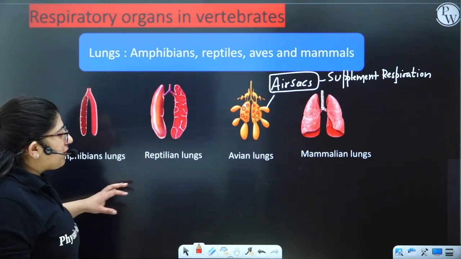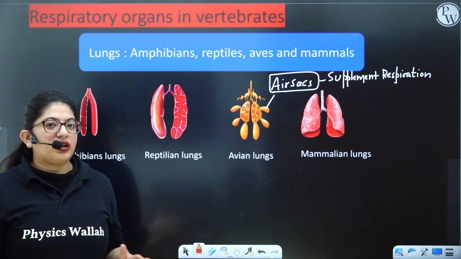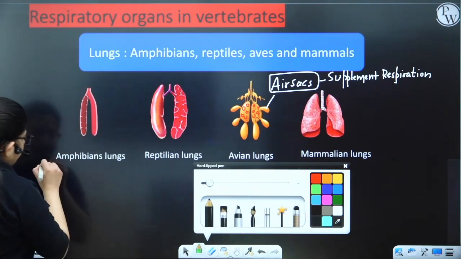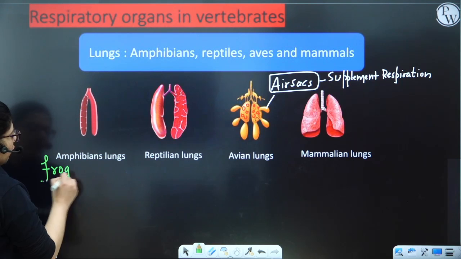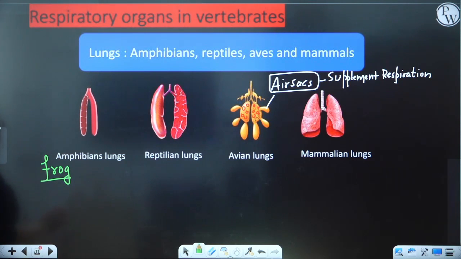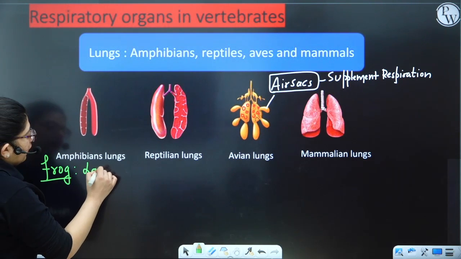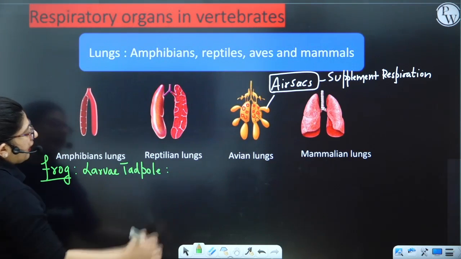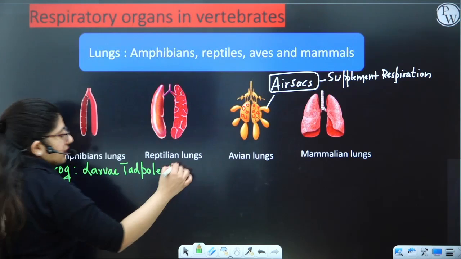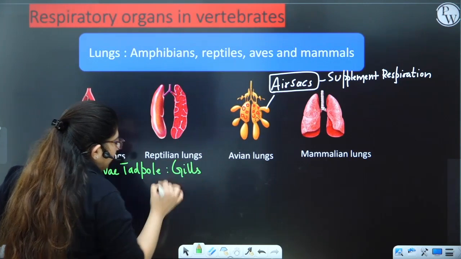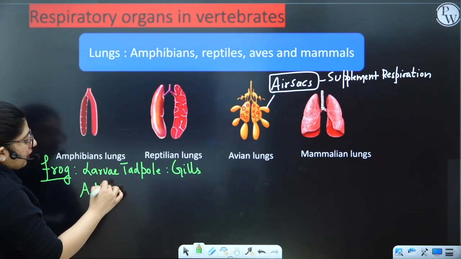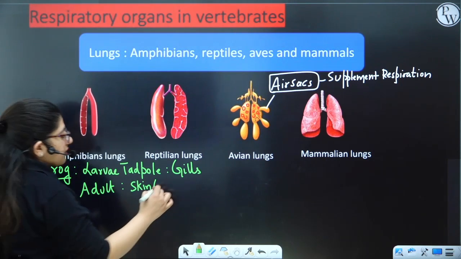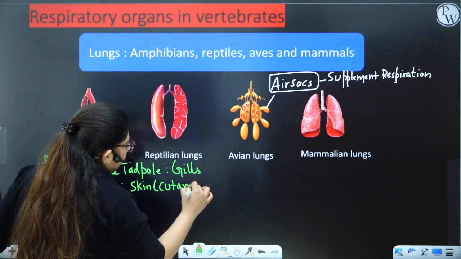So all the organisms which somehow live on land, they have what? They have lungs. If I'm talking about amphibians, in amphibians, what do we have? Frog. So frog has a special case. Its larva, what is the larva of frog? Tadpole. It lives in water. So what should be its respiratory organ? These are gills. Fine. If I talk about the adult, it can respire through skin, and the respiration that takes place through skin is cutaneous. All right.